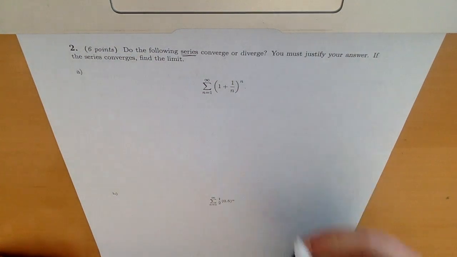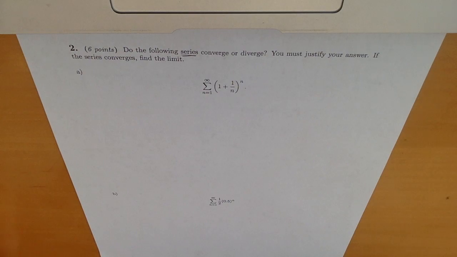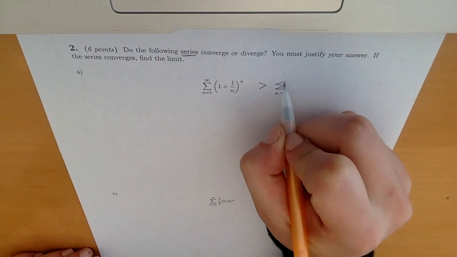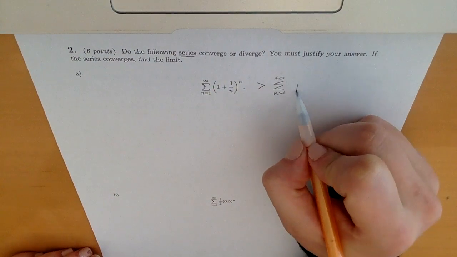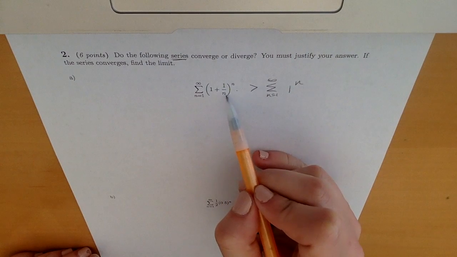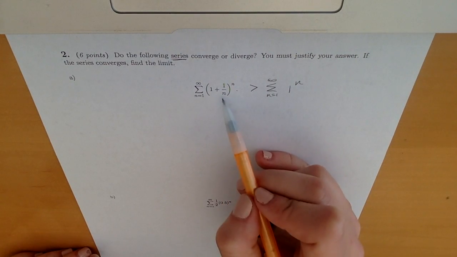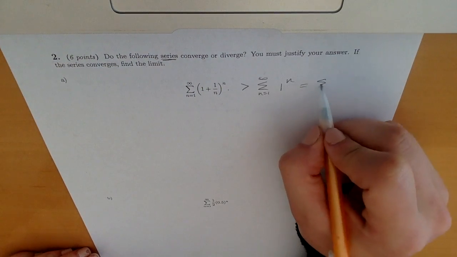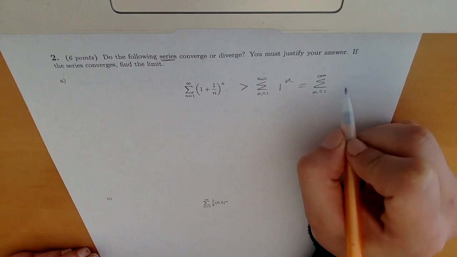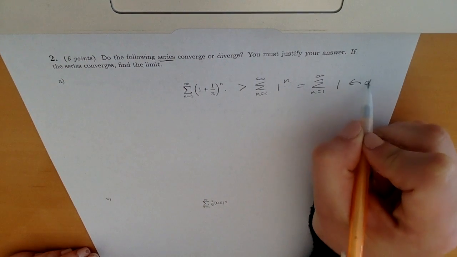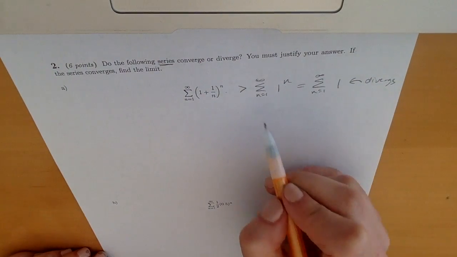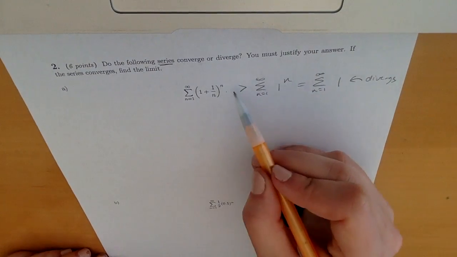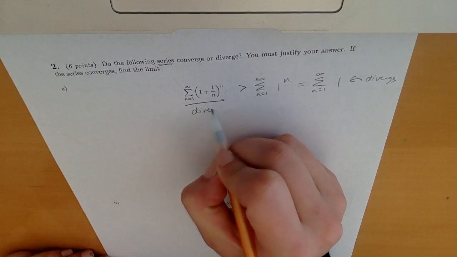Okay, so problem A describes the series, the sum as n goes from 1 to infinity of 1 plus 1 over n all to the n. There are actually quite a few ways to do this. I think the simplest way is just to notice that this is bigger than the sum from n equals 1 to infinity of 1 to the n. Because for any n, 1 plus 1 over n is bigger than 1, so that to the n is definitely bigger than 1 to the n. Well, this summation is just the summation from 1 to infinity of 1. Well, that clearly diverges. So because we bounded below by a series that diverges, we know that our series diverges.